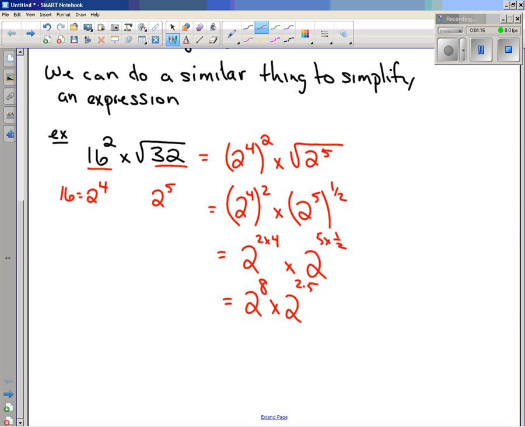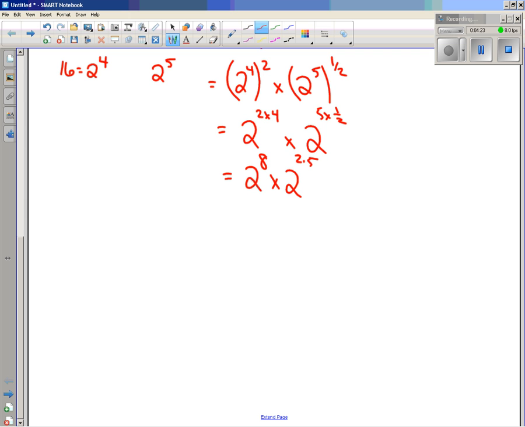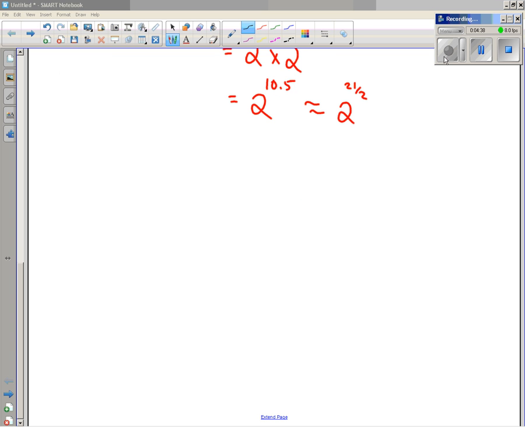Now, how can we simplify these two? We have two things multiplied together that are the same base. What happens to our exponents? We add them. The base stays the same and we add. So we're going to get 2 to the power 10.5. If you kept that as a fraction, you would have had 2 to the power 21 over 2.